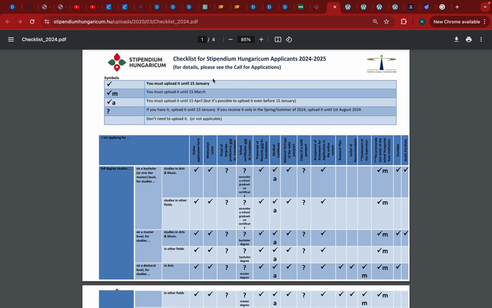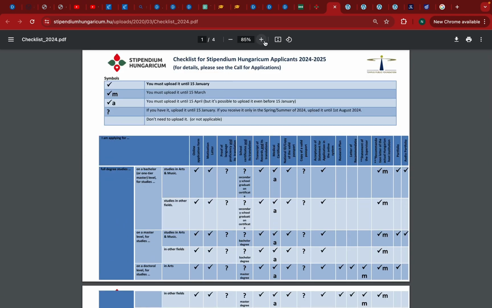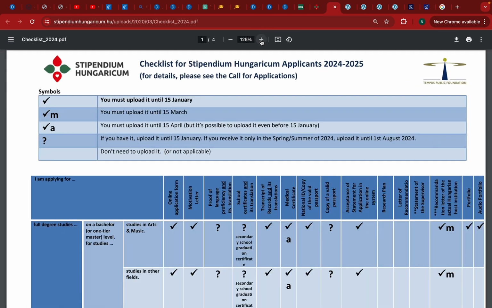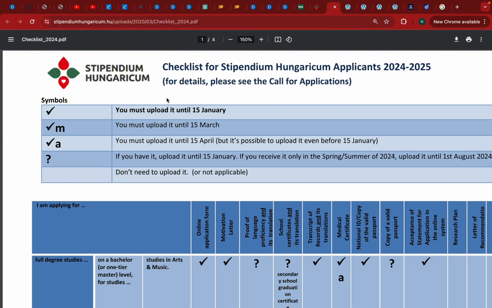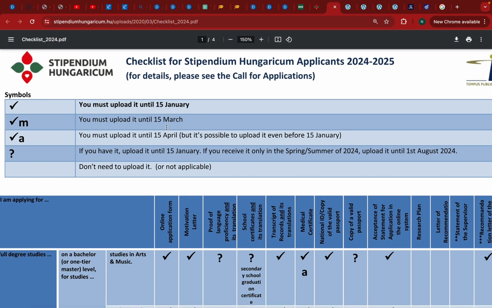So this is the checklist for Stipendium Hungaricum applicants for 2024-2025. But I mean it's the same for all the batches. This document outlines everything that you are supposed to need at every level of the application, either at bachelor's, master's or PhD. You can see there are some symbols over here with their meaning, so we are going to check those symbols and then keep the meaning in mind as we proceed.